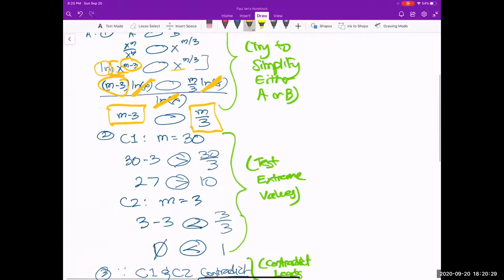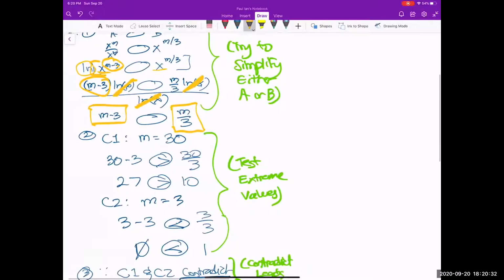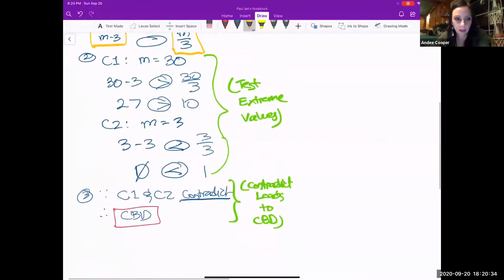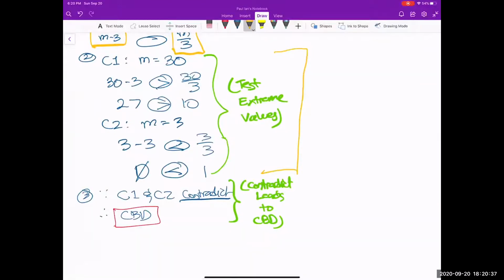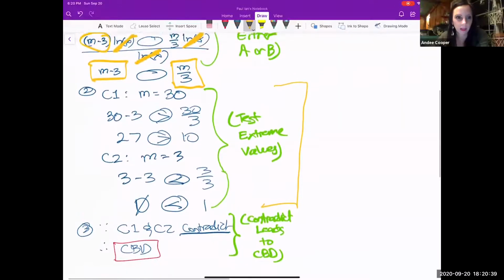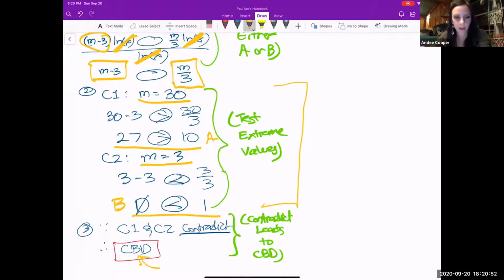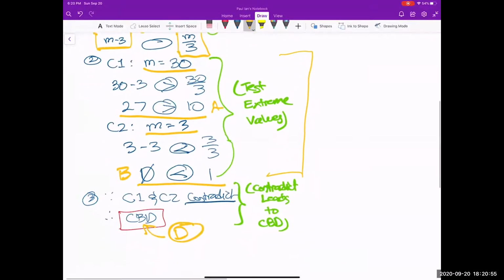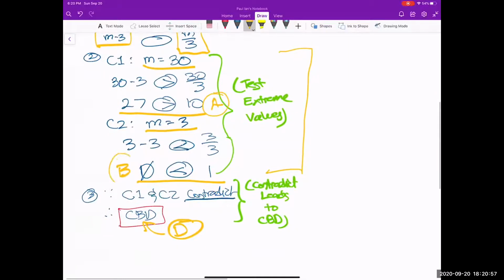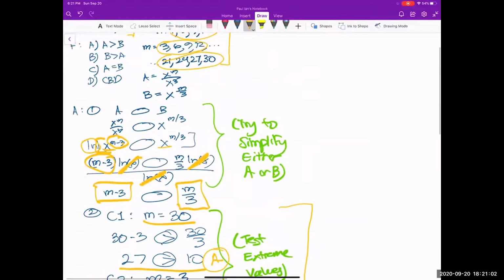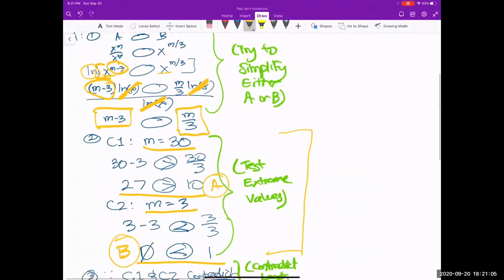Anyways, after you do that, you have these m-3 and m/3, right? And then that's easily comparable. You do the extreme value. For the first case where you plug in m equals 30, you have a, and for the lower end, you have b. So it's contradicting, so it's d. It's just maybe do more of the ln. If you know your ln, this one shouldn't be a problem.